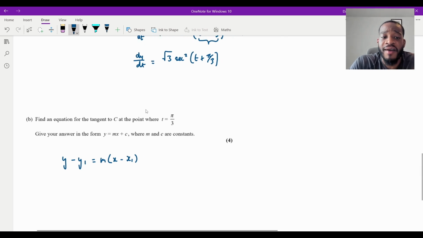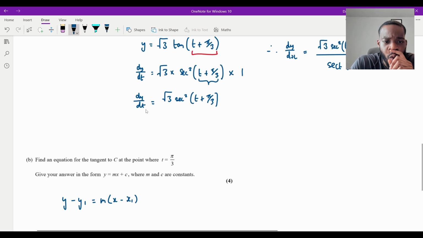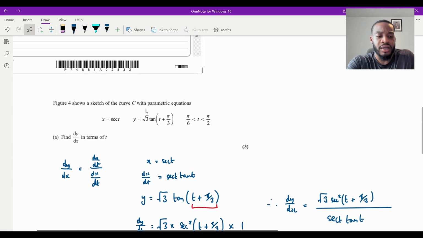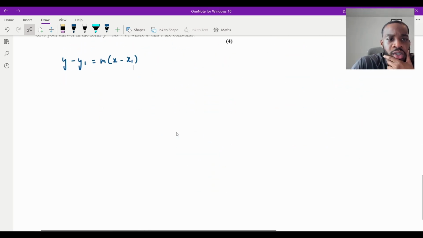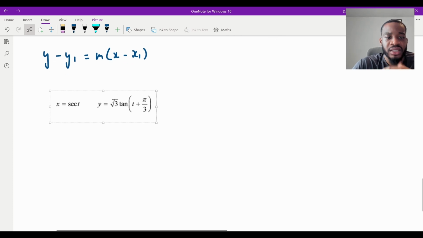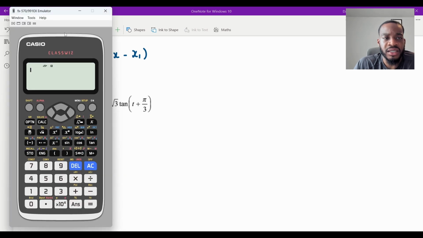So what I'm going to do to find out what x1 and y1 are is plug t equals pi over 3 into my original equations. That will give me the coordinate, right? So where are our equations again? They are here. So let me grab them and we'll just put them in there. Okay, paste. And now I'm just going to literally plug in t equals pi over 3 into these, and see what we get.